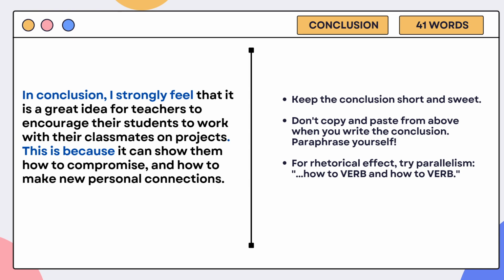For rhetorical effect, you could try a parallelism in the final sentence when you repeat the reasons. I wrote, "This is because it can show them how to compromise and how to make new personal connections." That repetition of "how to" looks nice, has a good rhetorical effect, feels really natural, and I think it's a feature of more sophisticated writing.